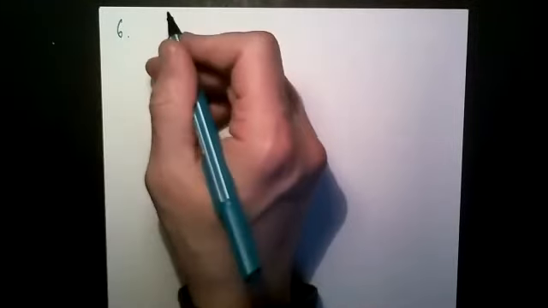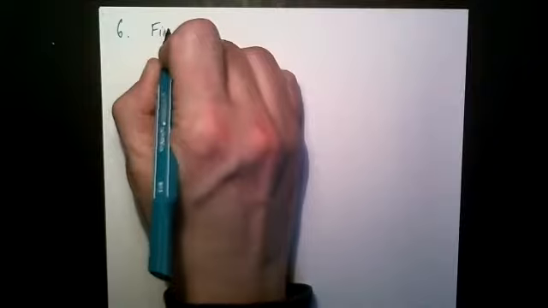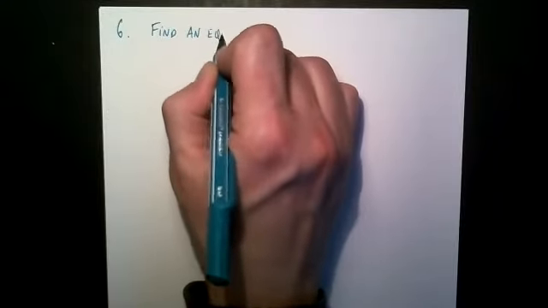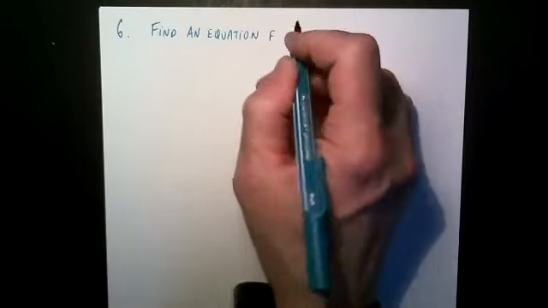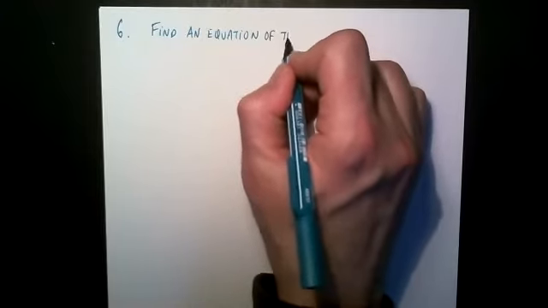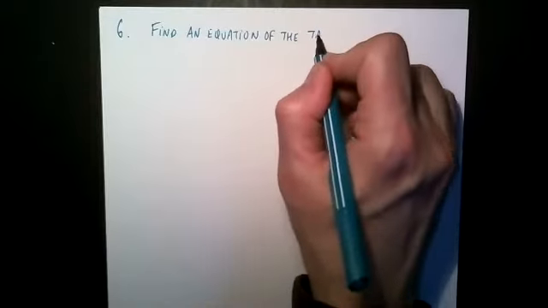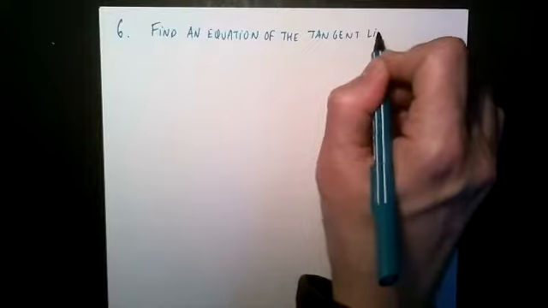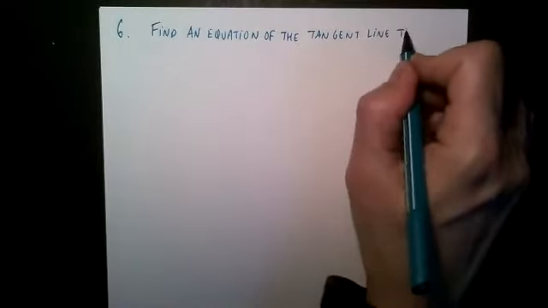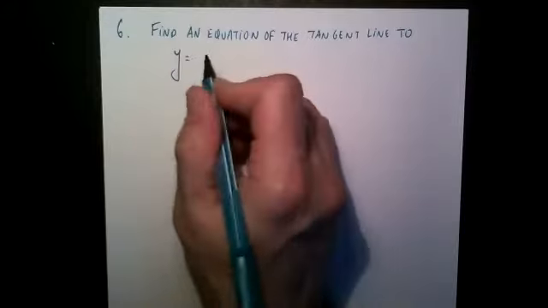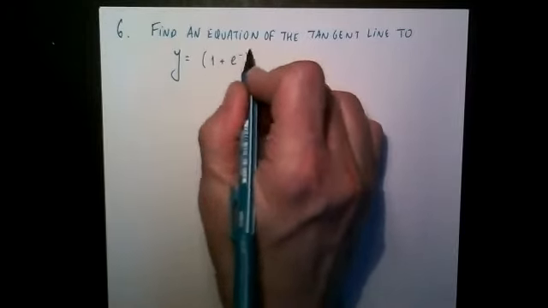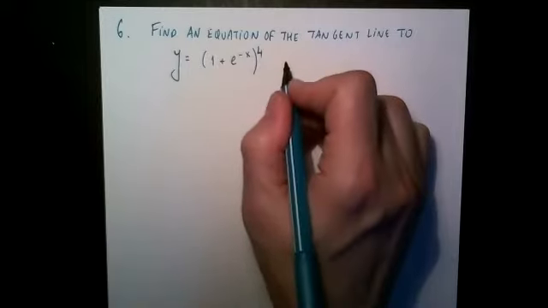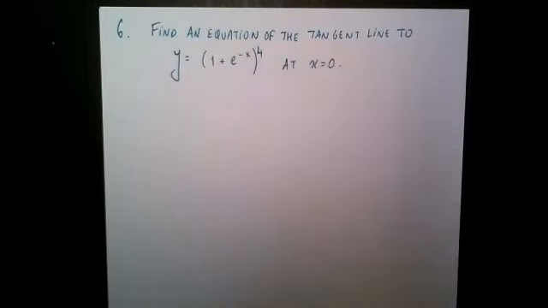Number 6. So find an equation of the tangent line to the curve y is equal to (1 plus e to the negative x) to the power 4 at x equals 0. Okay, so find the tangent at this point.